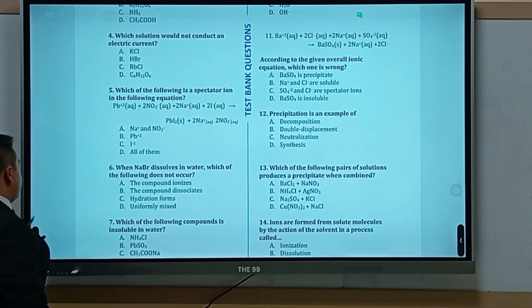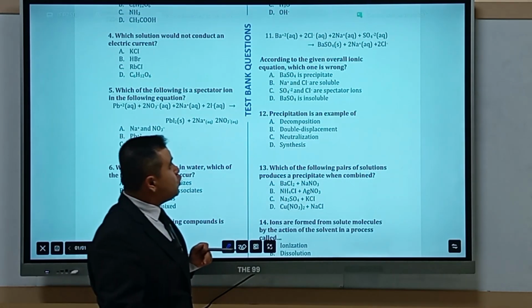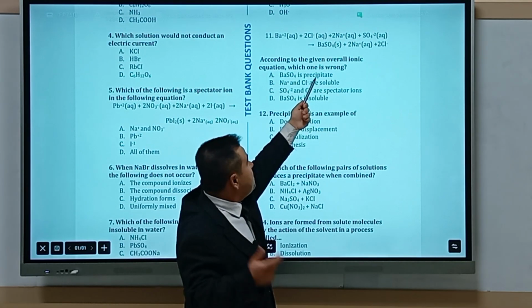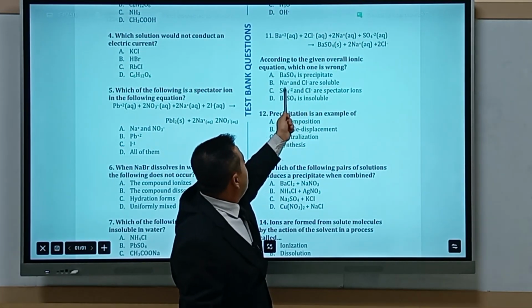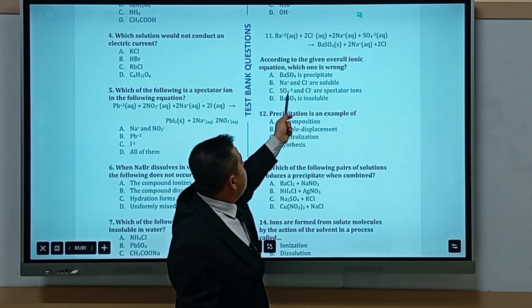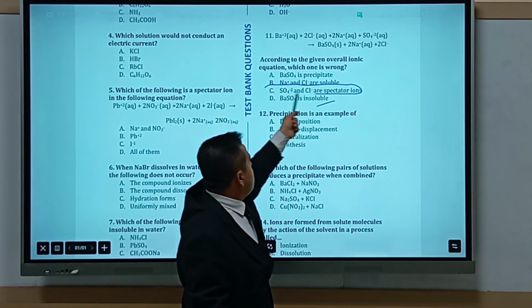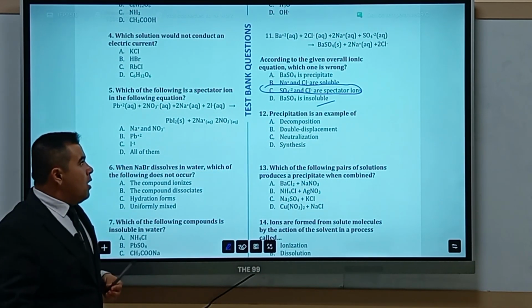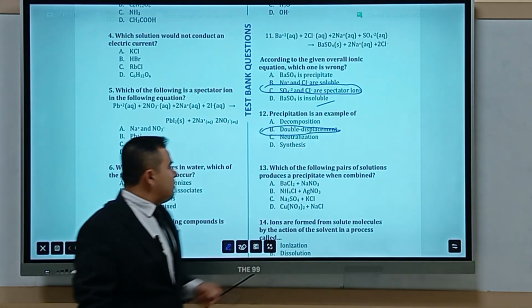Other questions: according to the given overall ionic equation, which one is wrong? BaSO4 is a precipitate. Na and Cl are soluble, yes. SO4 and Cl are spectators? No, it's not spectator, so this one is wrong. BaSO4 is insoluble, yes, it's true. Precipitation is an example of a double displacement reaction.